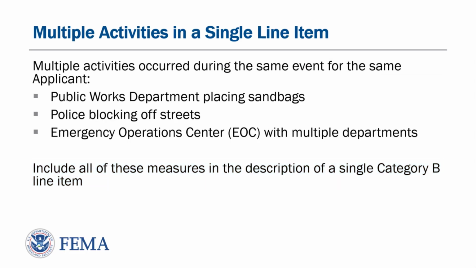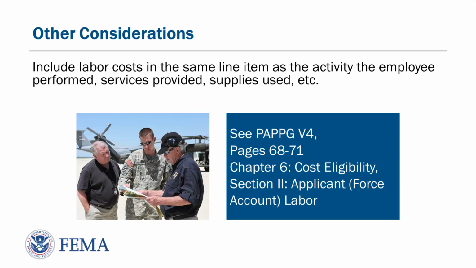Remember, temporary facilities have a different eligibility criteria to consider. So if the applicant established a temporary facility as part of these activities, it would have to be its own individual line item. It would not be included in the damage inventory line item with those above, but could be combined with it in a single project. Labor should be included in the same line item with the activity performed, equipment used, and other associated components of the work. For more detailed information about labor costs, be sure to see the eligibility criteria based on type of employment and work performed in the PAPPG.